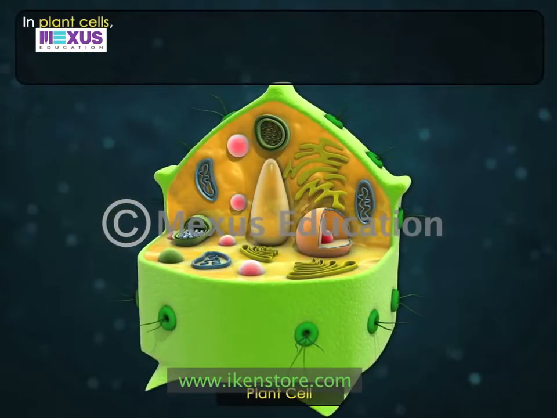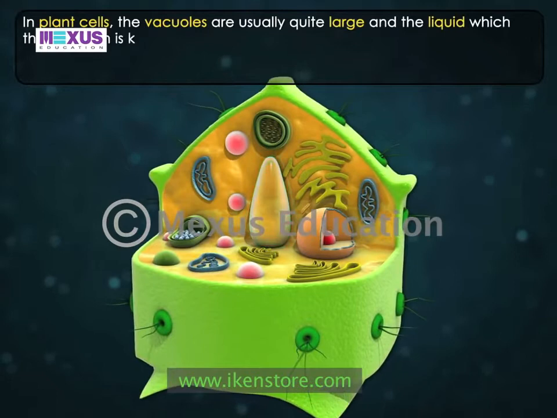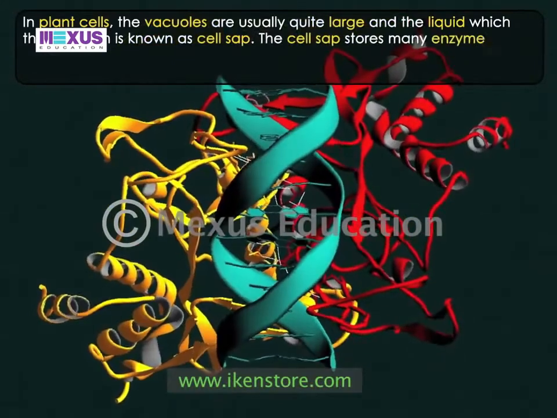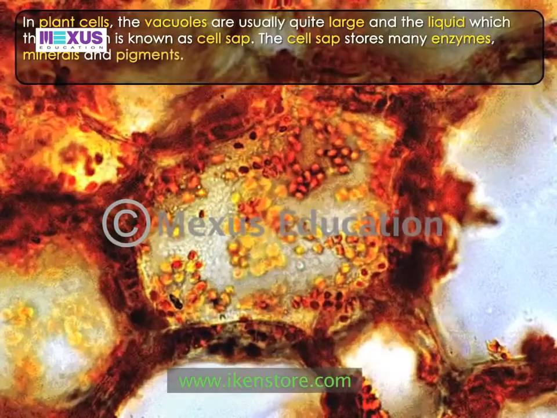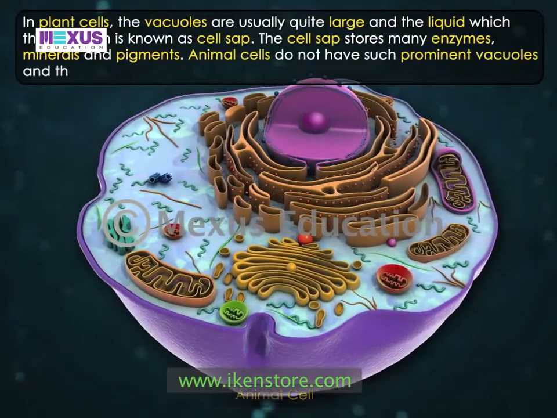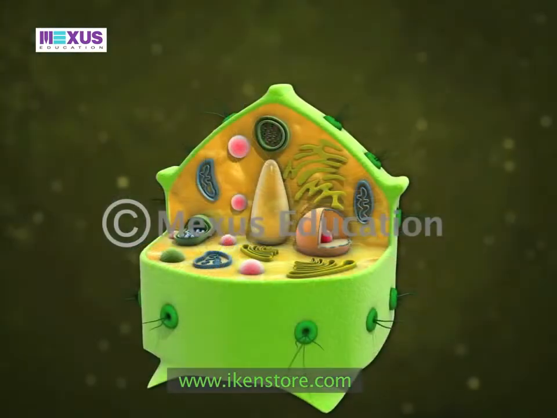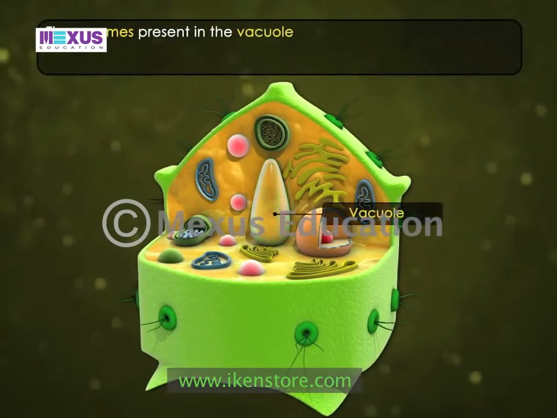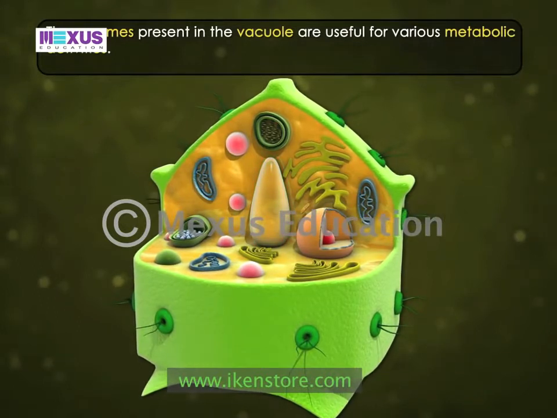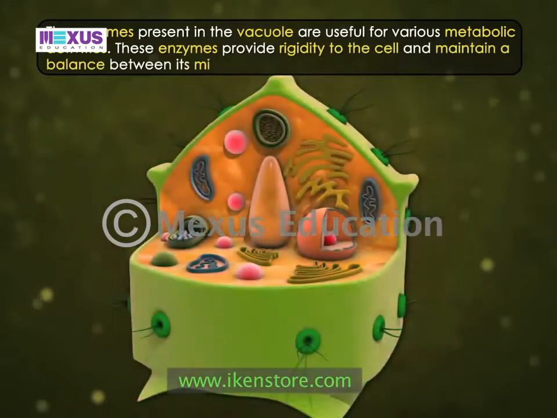In plant cells, the vacuoles are usually quite large, and the liquid which they contain is known as cell sap. The cell sap stores many enzymes, minerals and pigments. Animal cells do not have such prominent vacuoles, and they are also fewer in number. The enzymes present in the vacuole are useful for various metabolic activities. These enzymes provide rigidity to the cell and maintain a balance between its minerals and water.